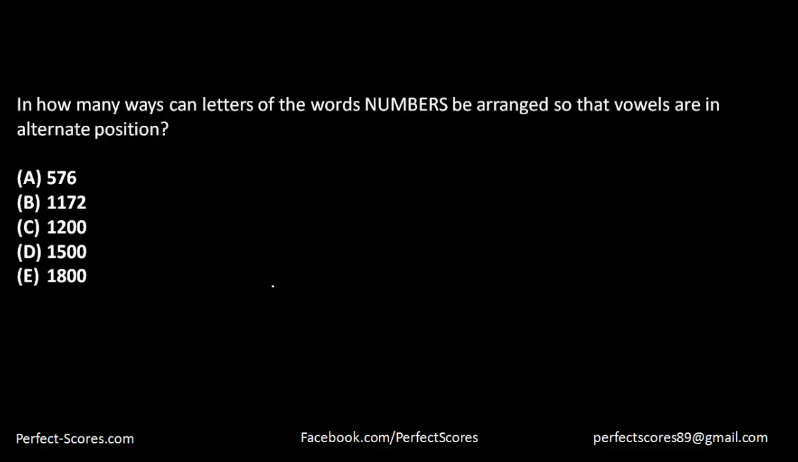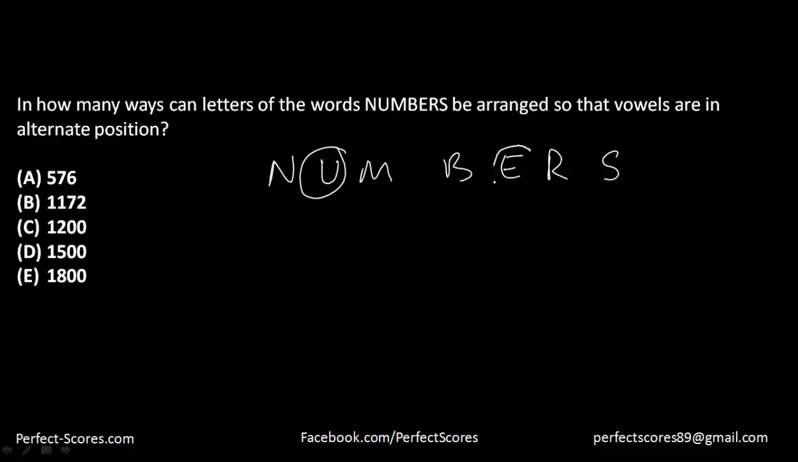Moving forward to the next question. I would like you to pause this video and try out this question for yourself because it has answer options as well. In how many ways can the letters of the word NUMBERS be arranged such that vowels are in alternate positions? When I say alternate positions, that means the vowels don't appear together. But there is another condition that they are in alternate positions, which means they come after each other after one position. So how many vowels are there? There is U and then there is E.